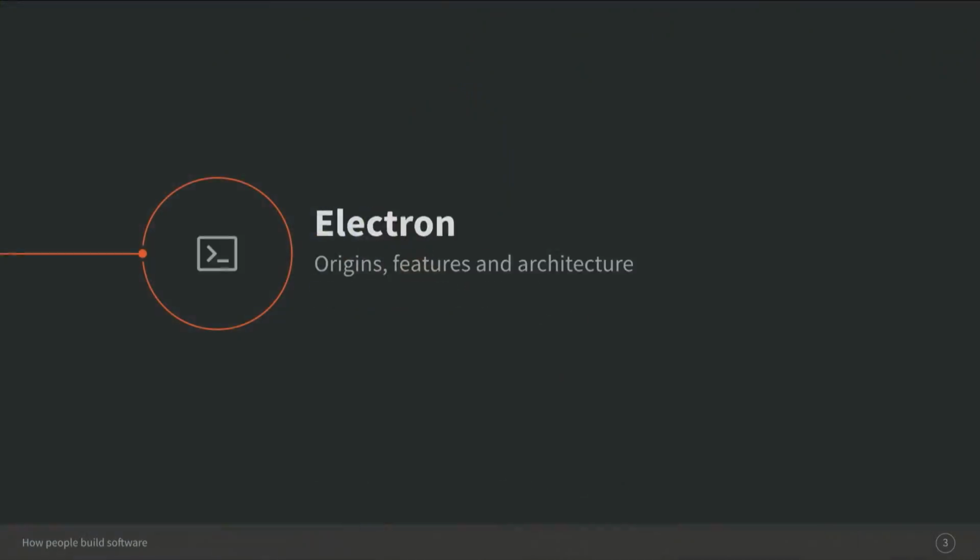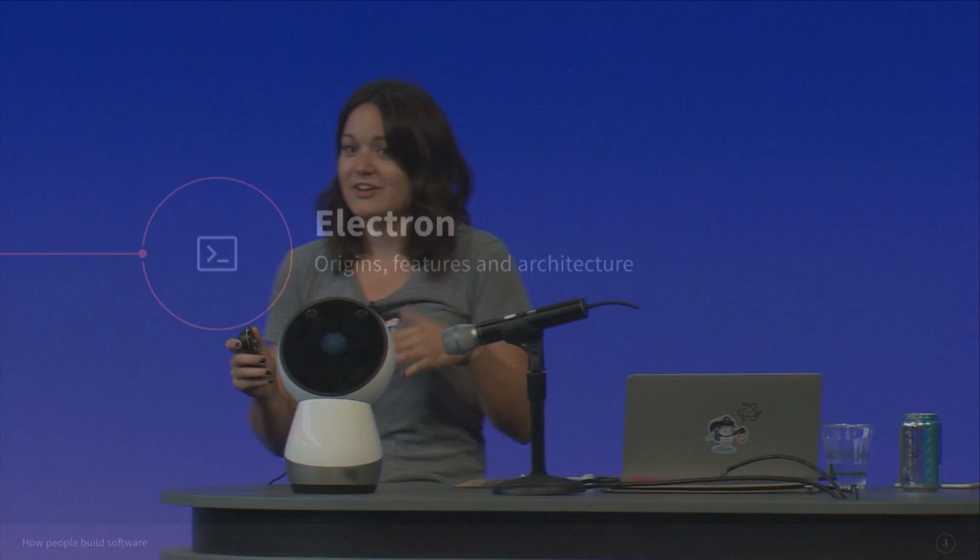I am Jessica Lord. I'm an engineer at GitHub. I work on the Atom team, which is the team that houses Electron. And we're actually going to split this session into two talks, and I'm going to first give an introduction to Electron, what it is, how we came to build it, and how you interact with it. And then we're going to do another talk.